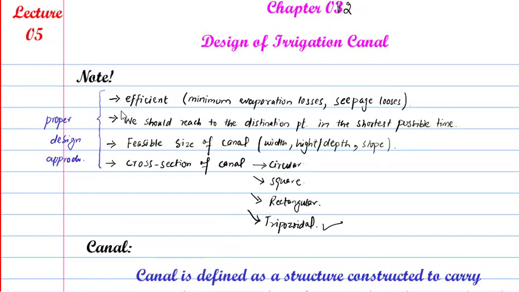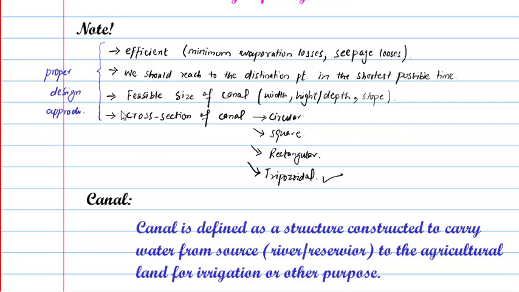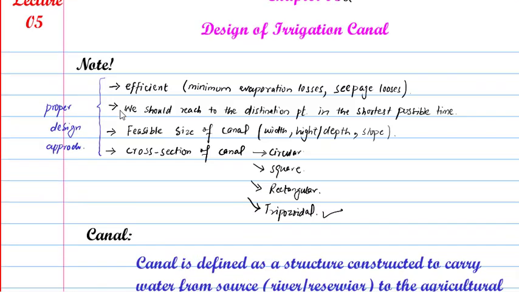So this was the introductory lecture for the design of irrigation canals. We have discussed some important points related to design. We tried to show why proper designing of an irrigation canal is important. The first point we discussed is why it is important to design an irrigation canal. If we don't design it in an efficient or proper way, what are the consequences, what are the disadvantages we are going to face? We have discussed that.